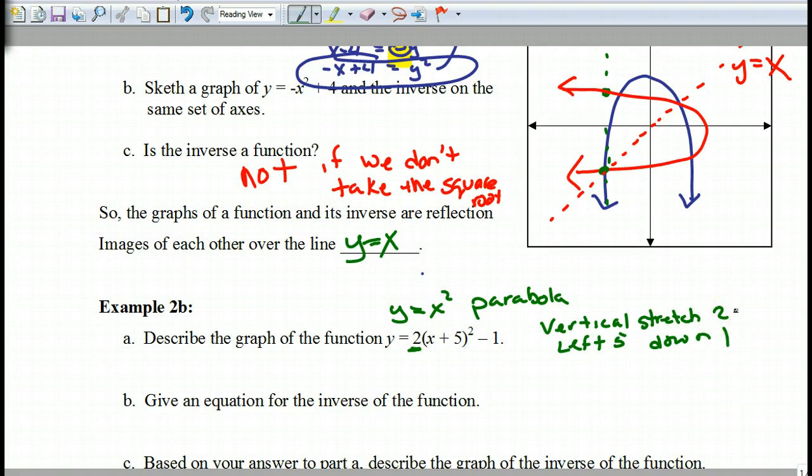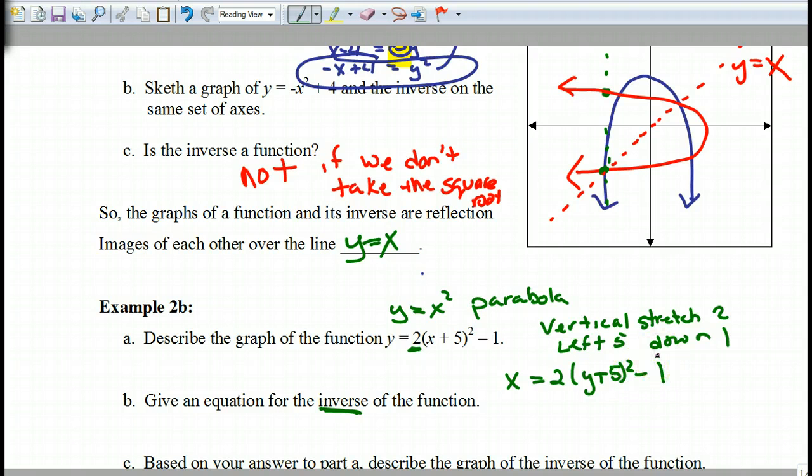So here it says we want to give the equation for the inverse of this function. So what's the first thing I'm going to do? What do I have to change? The x and the y. Right. So let's rewrite this. This is going to be x equals 2 times (y plus 5) squared plus 1. Okay, so we're doing the inverse right now. Oh, yeah, sorry. It's a -1. It's my fault. Thank you.